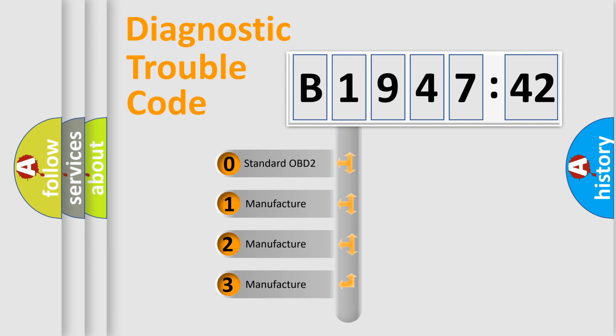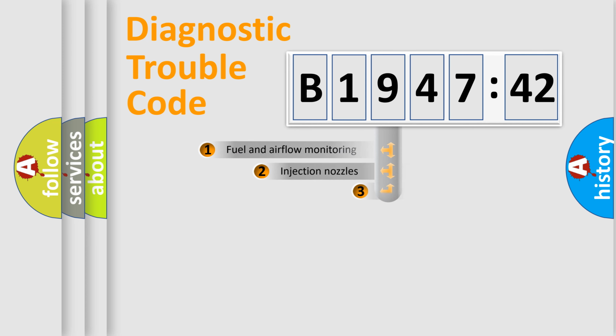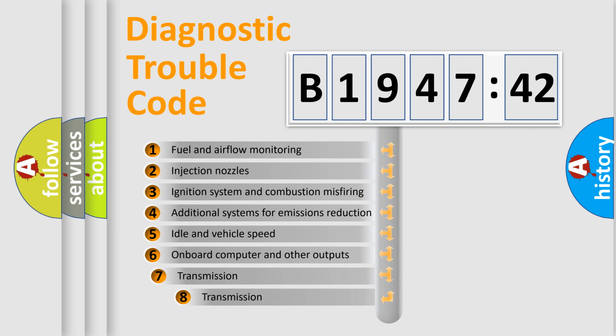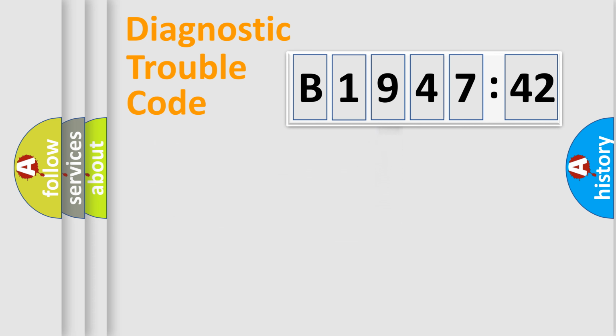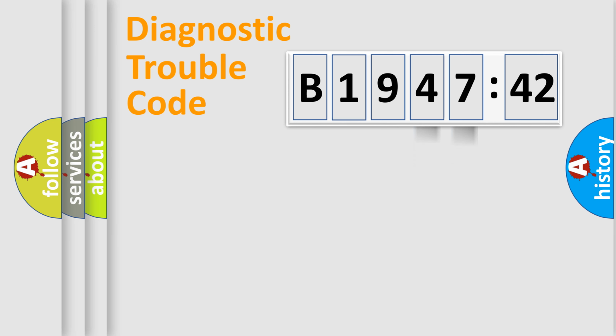If the second character is expressed as 0, it is a standardized error. In the case of numbers 1, 2, 3, it is a more prestigious expression of the car-specific error. The third character specifies a subset of errors. The distribution shown is valid only for the standardized DTC code. Only the last two characters define the specific fault of the group.